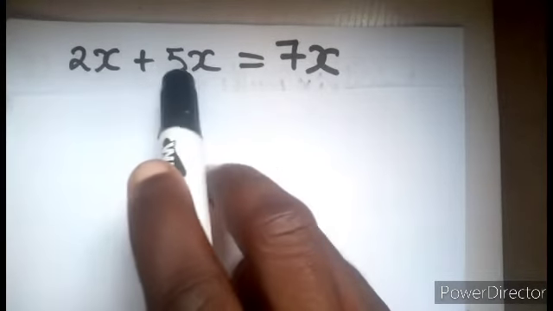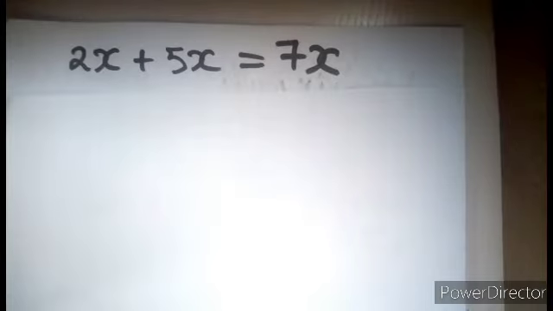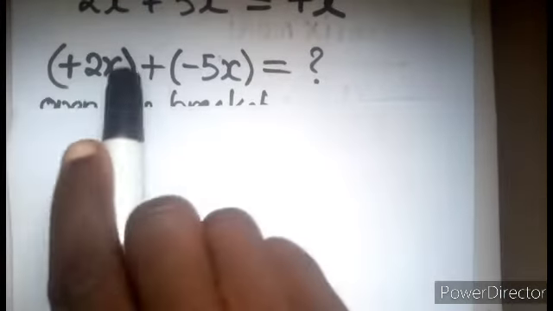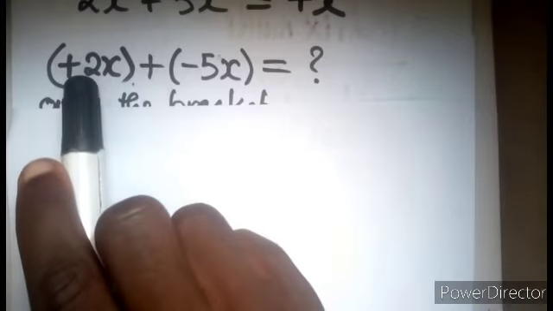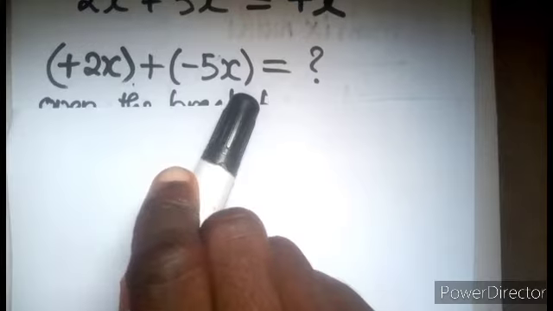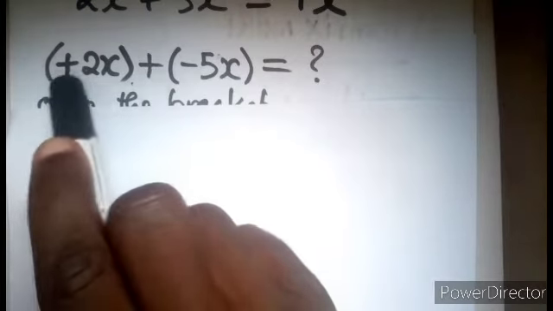That is the reason why 2x plus 5x is equal to 7x. X can be anything. Now we can also write these problems under this topic in this form with the brackets, as we saw in directed numbers. You see, in bracket we have plus 2x plus in bracket minus 5x. What is the solution? Good.